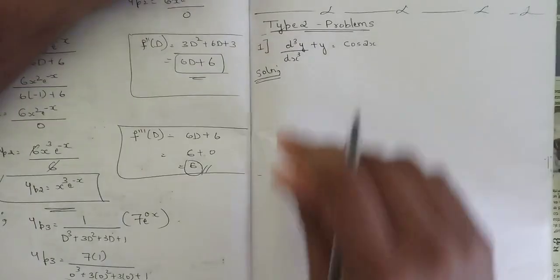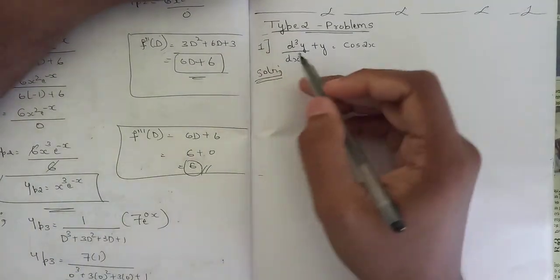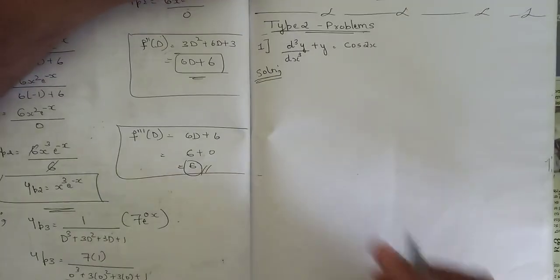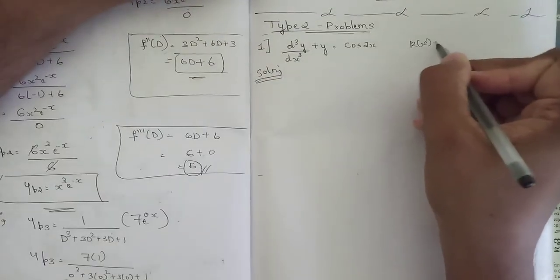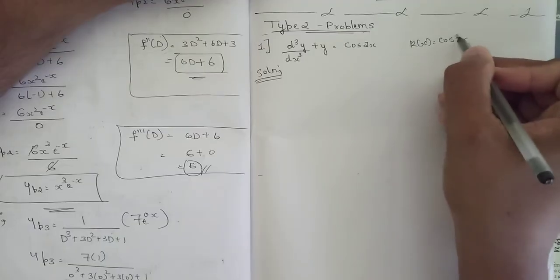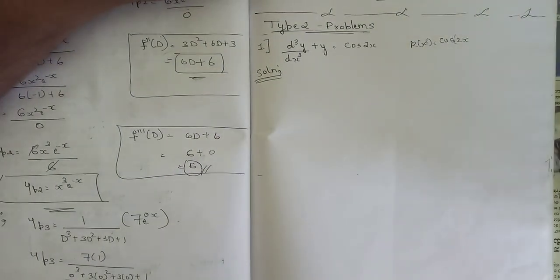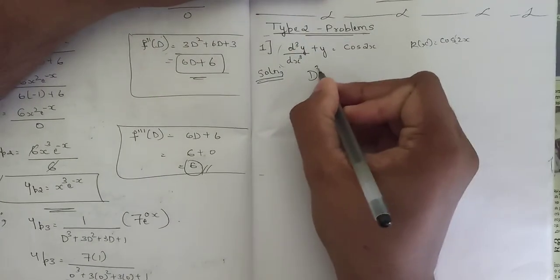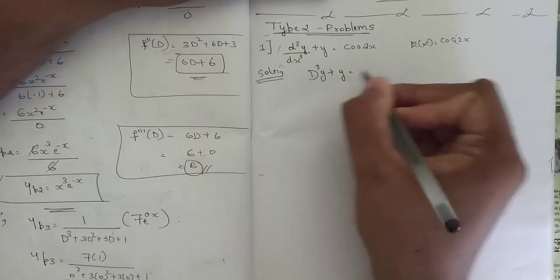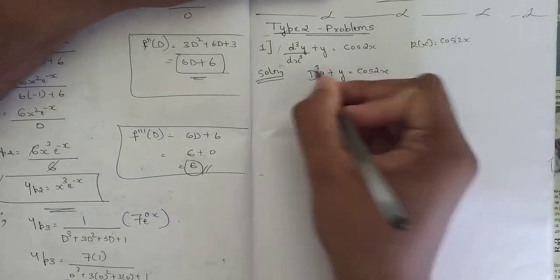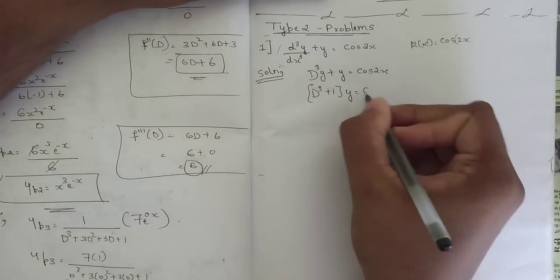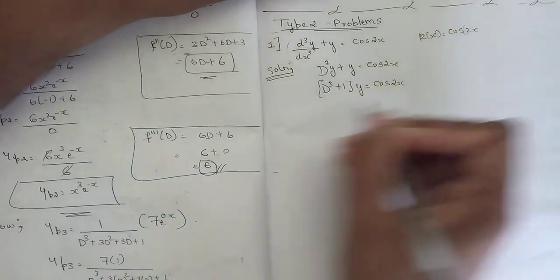So this goes to the first question of type 2, that is d cube y by dx cube plus y is equal to cos 2x. Okay, so here the value of r of x is cos 2x, and we can see that the value of a here is 2, right? So the first step remains the same. To find the complementary function, replace d cube y by dx cube, so d cube y plus y is equal to cos 2x. Take y common, so d cube plus 1 into y is equal to cos 2x.